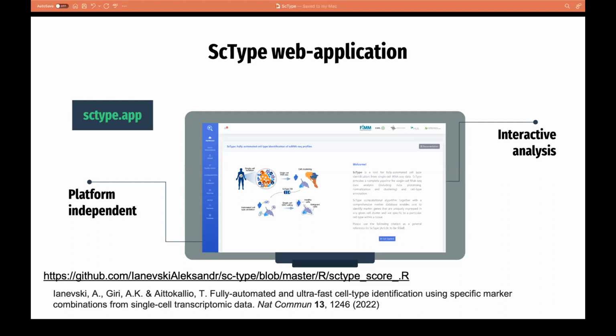The paper is available in Nature Communications. It came out this year, and this is the GitHub code in case somebody is interested in running it not on the web tool but on their own. Then you can also type Ian Vesky and ScType. So all the tools are available freely. And sctype.app is the web link for this tool.